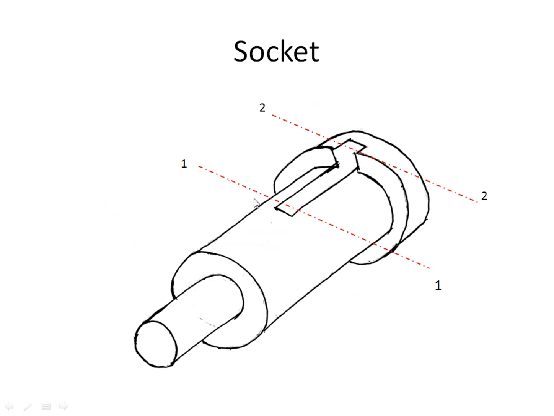The next component is the socket. The socket is the other component in the cotter joint which is used for attaching the other rod, which is subjected to either tensile force or compressive force. The outer diameter of the socket is indicated by D1. The diameter of the collar for the socket is indicated by D4. The distance from the collar end to the slot end is indicated by C.